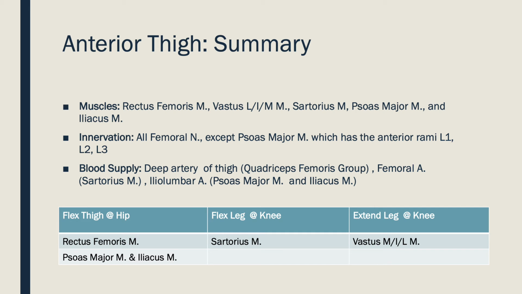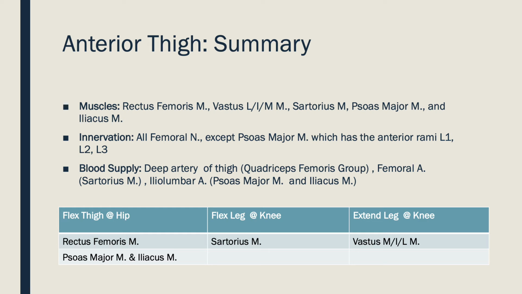To summarize the anterior thigh, the muscles are the rectus femoris, the vastus lateralis, intermedius, and medialis, sartorius muscle, psoas major, and iliacus. The innervation among all of them is common. It's the femoral nerve. Well, except for the psoas major, which has the anterior rami of L1, L2, and L3. But the femoral nerve is L2, L3, and L4, so it's understandable how that would happen. Blood supply depends on the different subdivisions of the anterior thigh. So for the quadriceps femoris group, it's the deep artery of the thigh. For the sartorius, the femoral artery. And for psoas major and iliacus, it's the iliolumbar artery.